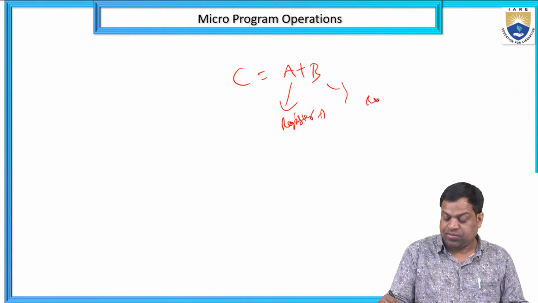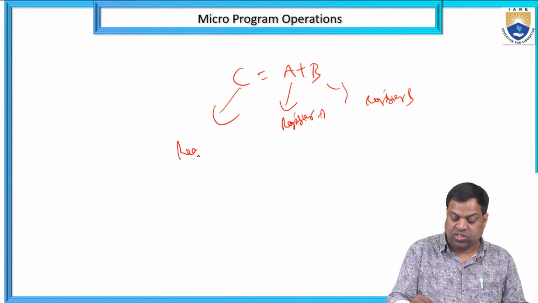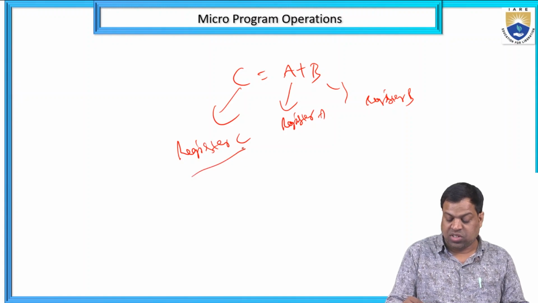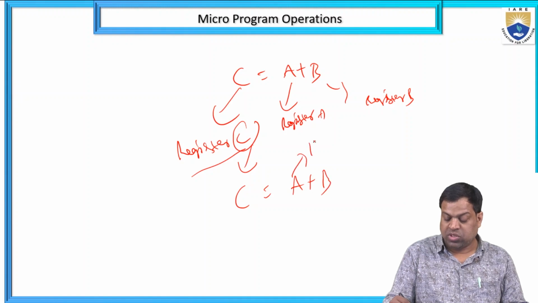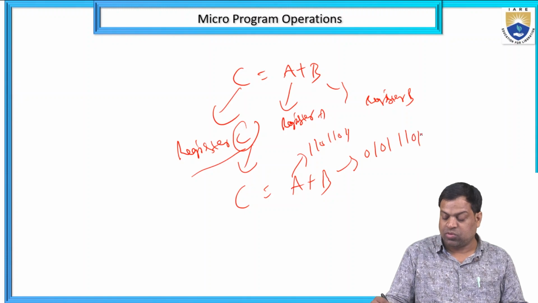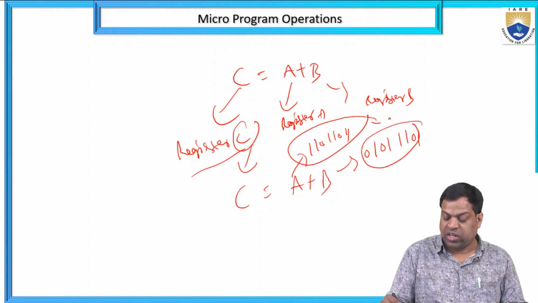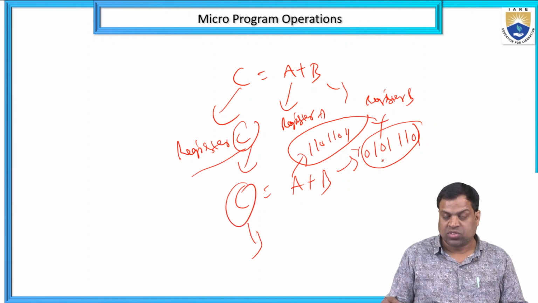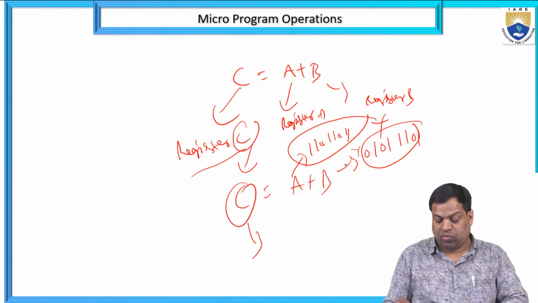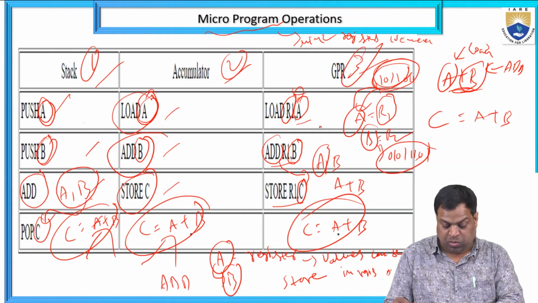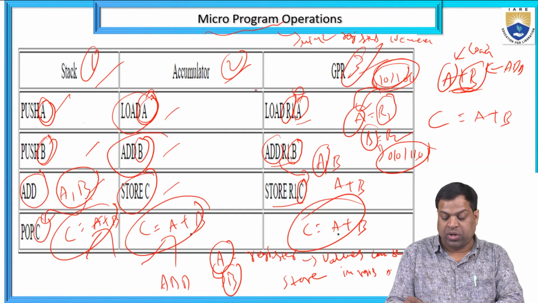Register A, register B, and register C. Register C means the resultant value is stored in C equals A plus B. Suppose A equals 110, 11, and B equals 01, 11, 01. So this value is added with another value, and the resultant value is stored in C. So for this C equals A plus B, we have performed stack, accumulator, and GPR.